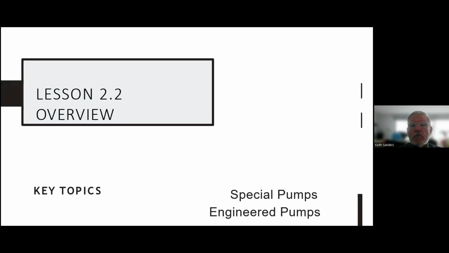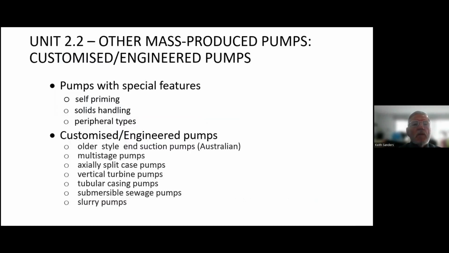Then I talk about special pumps and engineered pumps. The special pumps are still mass-produced pumps, but have got particular features about them. So we're going to look at self-priming pumps, solids handling pumps, and peripheral types of pumps. And then we go on to customized and engineered pumps and talk about the various configurations of pumps that are, again, available in the market, but most of these are built to clients' requirements.